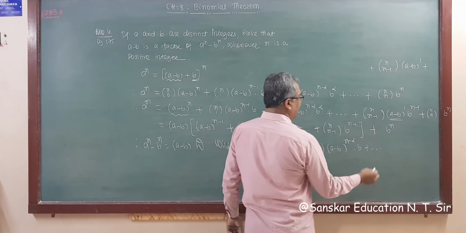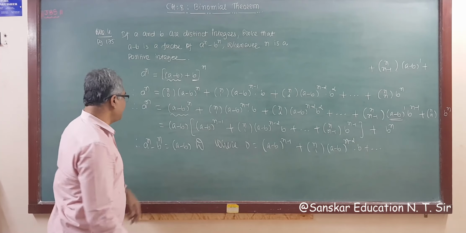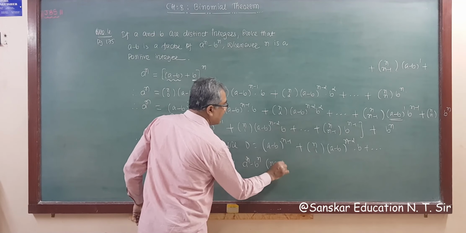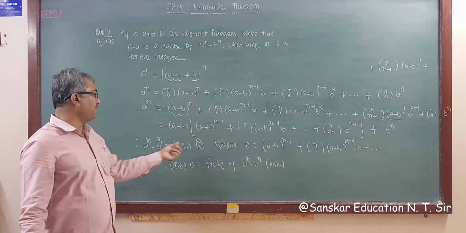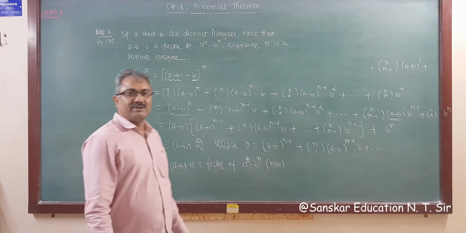Now this is divisible by a minus b. So a minus b is a factor of this, therefore a minus b is a factor of a raised to n minus b raised to n, n belongs to capital N. So this is divisible by a minus b, right? So this is the end of this chapter.